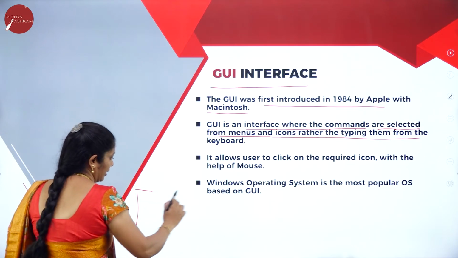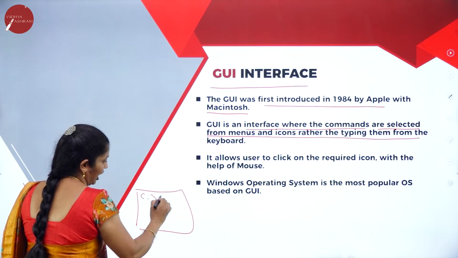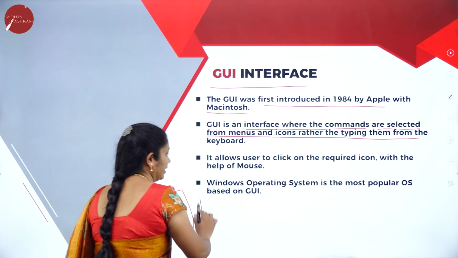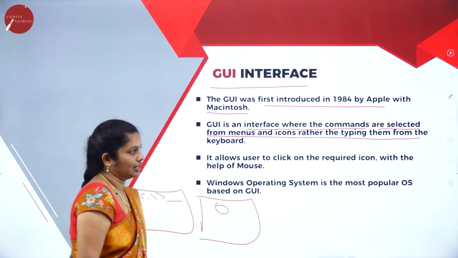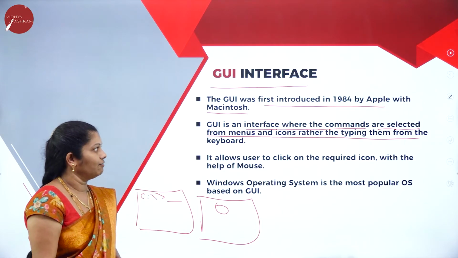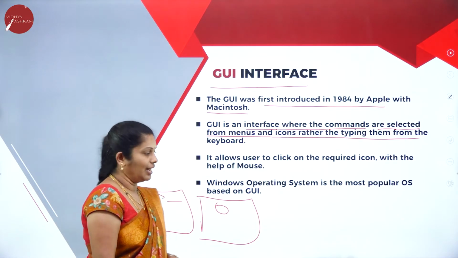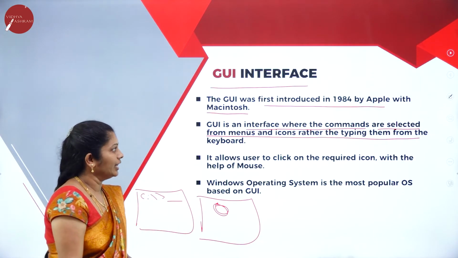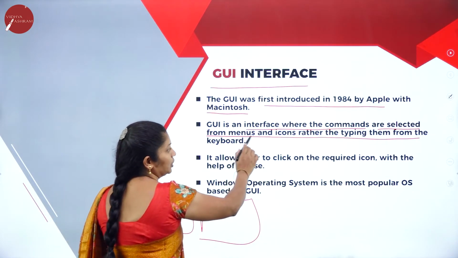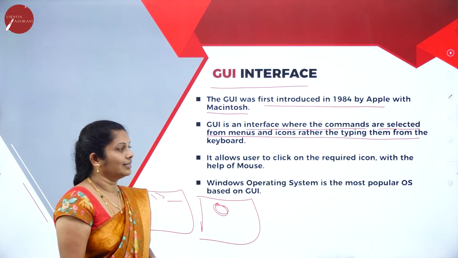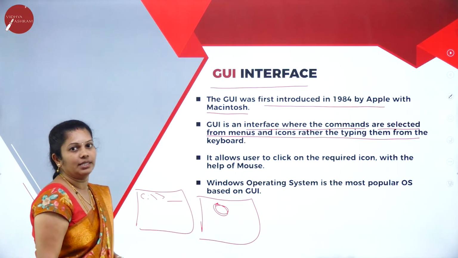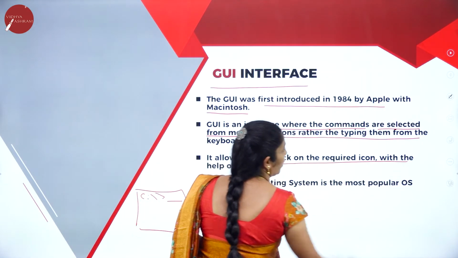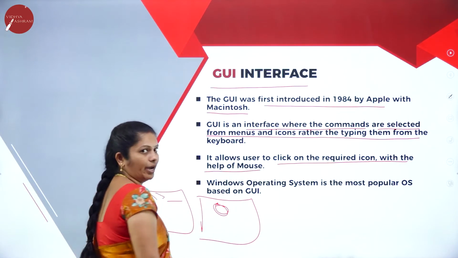Whereas in the command user interface, with the help of the keyboard, we have to type the command. In the graphical interface, we have graphic symbols, and you have to click on them. That's why in the graphical user interface, whichever command you want, in symbol or graphic format, we can select from the menus and icons rather than typing them using the keyboard. It allows the user to click on the required icons with the help of a mouse.